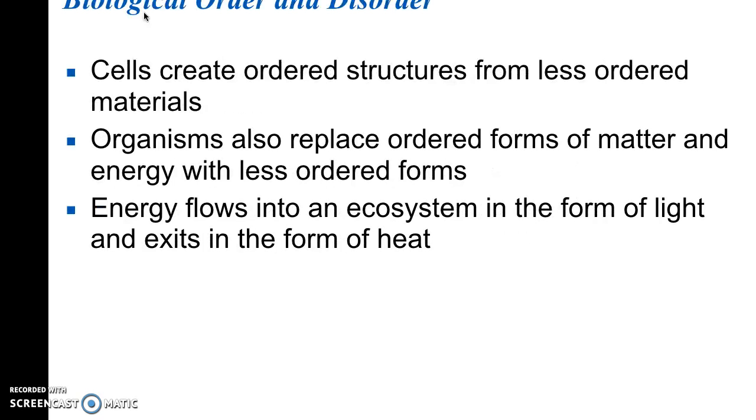And then here's just my review. All of these slides, all of these points are basically just saying cells take things from a lesser form and make them into a more complex or bigger form. So ordered structures from lesser materials, and they replace ordered forms of matter from lesser ordered forms, like I said. And energy flows. Oh, this is kind of different. So energy in an ecosystem starts as light, but exists as heat. So that's pretty important to know too.